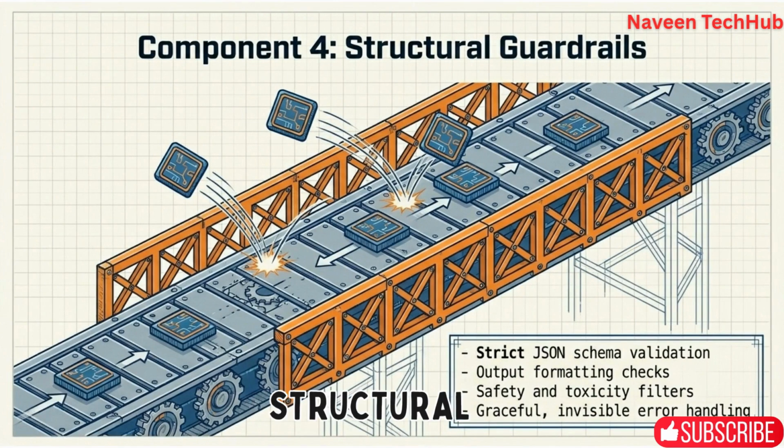Component 4 is structural guardrails. These provide strict JSON schema validation, output formatting checks, and safety and toxicity filters. This ensures graceful and invisible error handling to the end user.